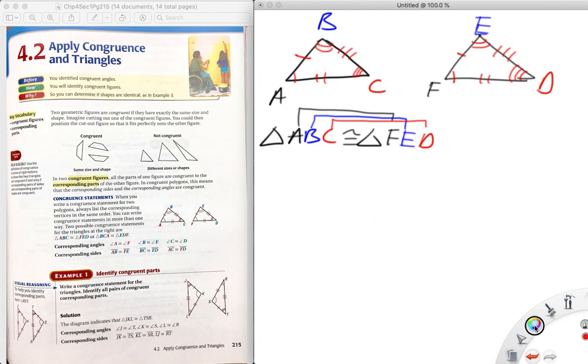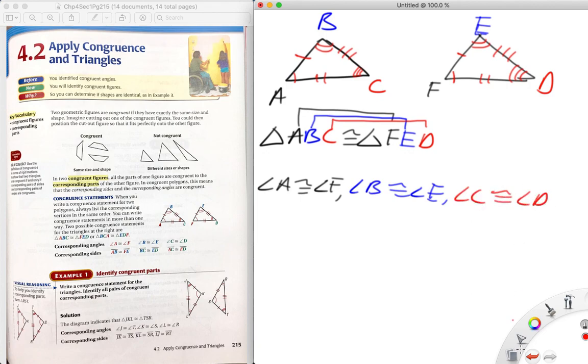The angles that are congruent to each other, right? Angle A is congruent to angle F. These are corresponding angles. Angle B corresponds to angle E, and angle C is congruent to its corresponding angle D.